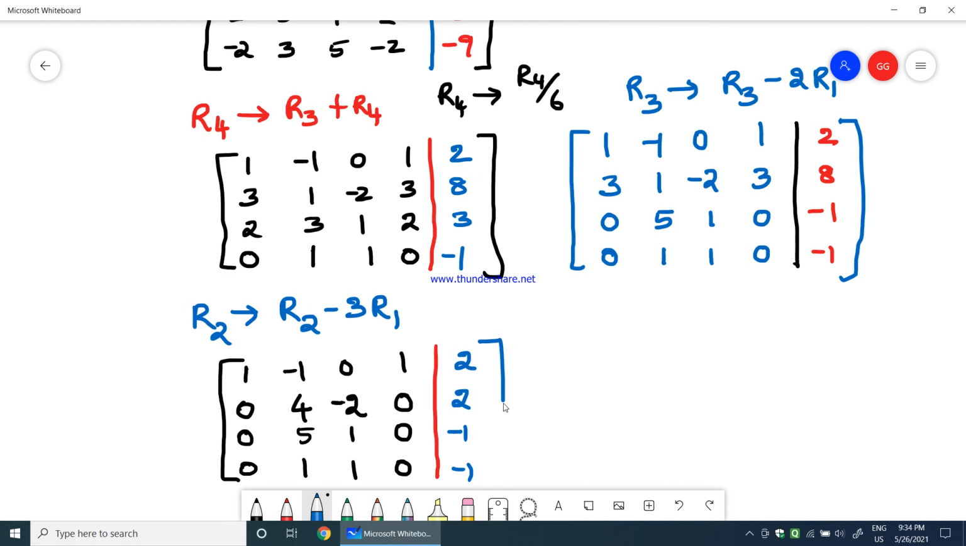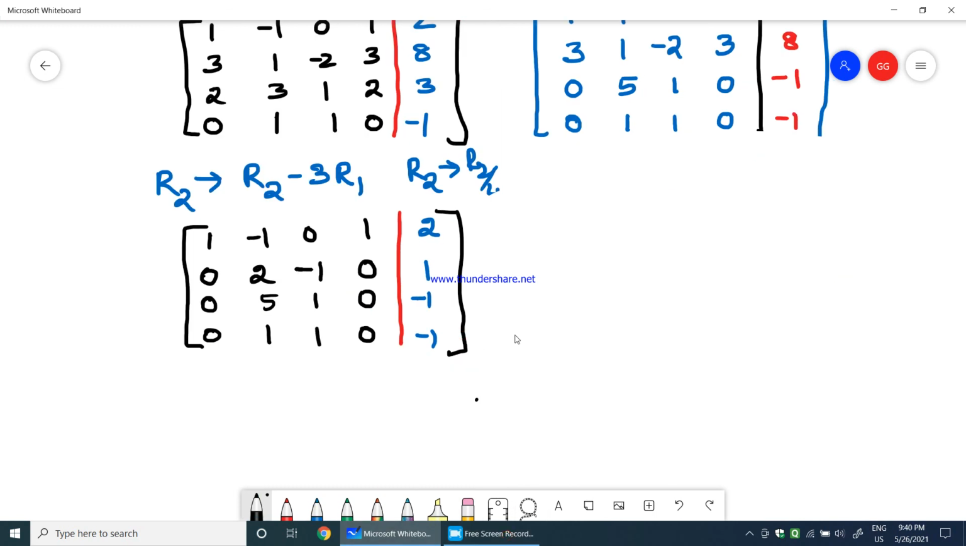Now if you carefully see here, the second row can be divided by 2. So if I do that, this becomes 2, whereas this becomes 1 if I divide by 2, and this also becomes 1. Okay, so what we did is row 2 divided by 2 is the second operation. Okay, this is the matrix which we have got.